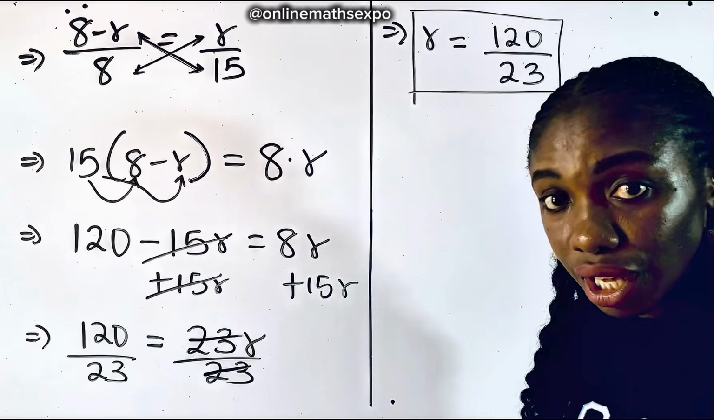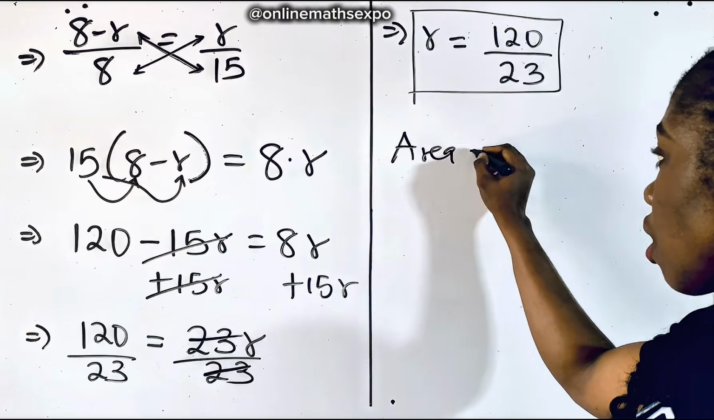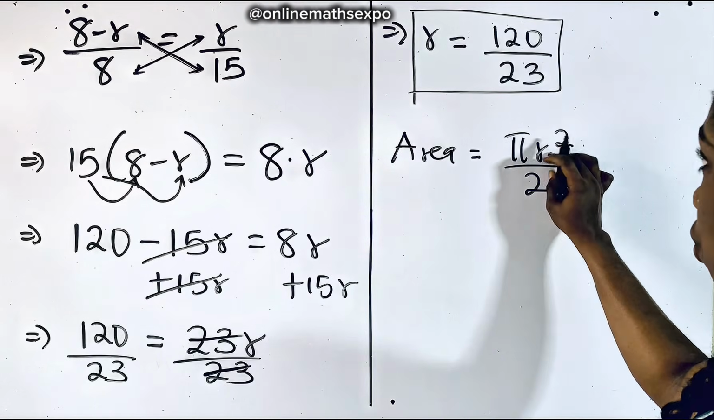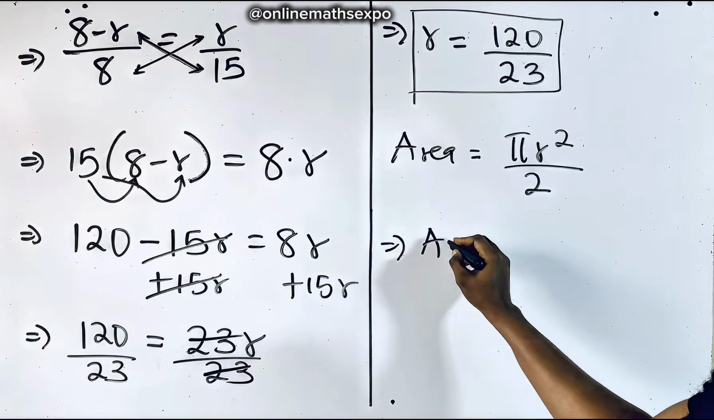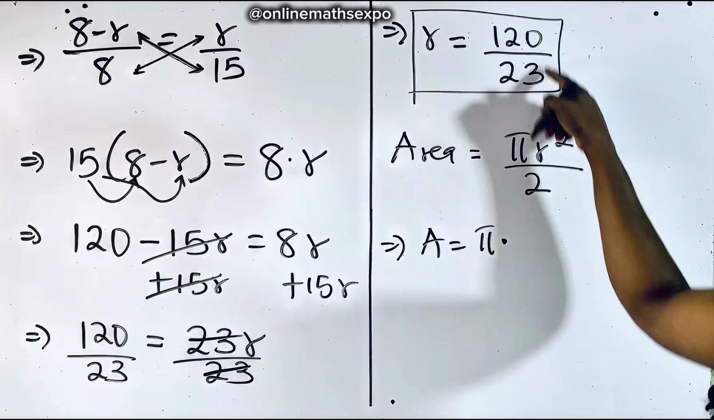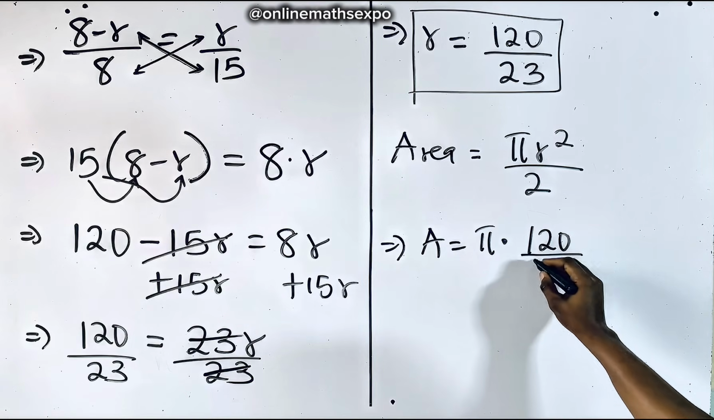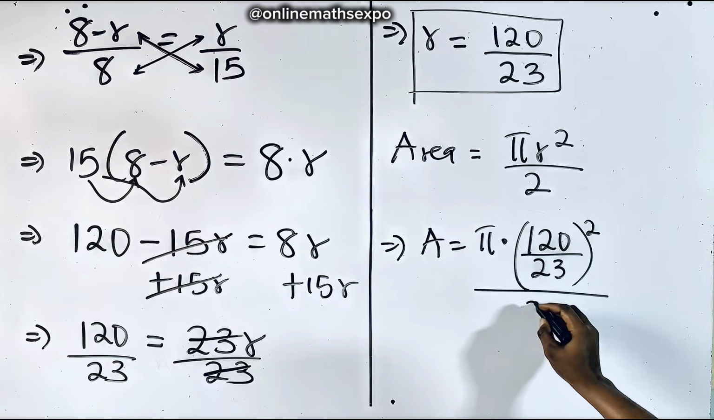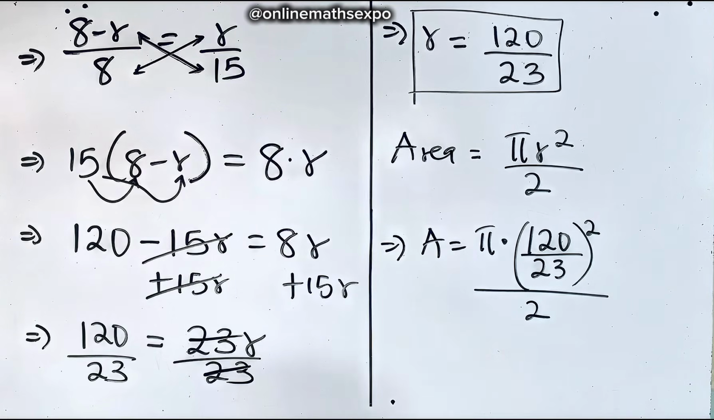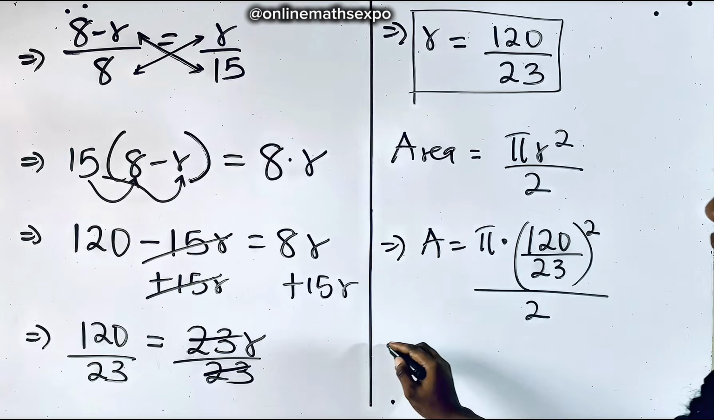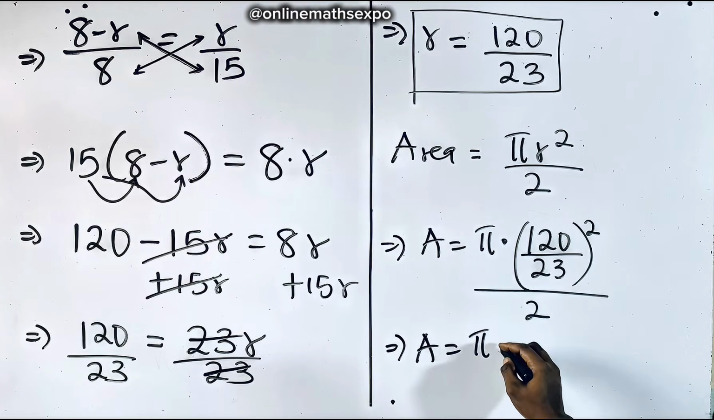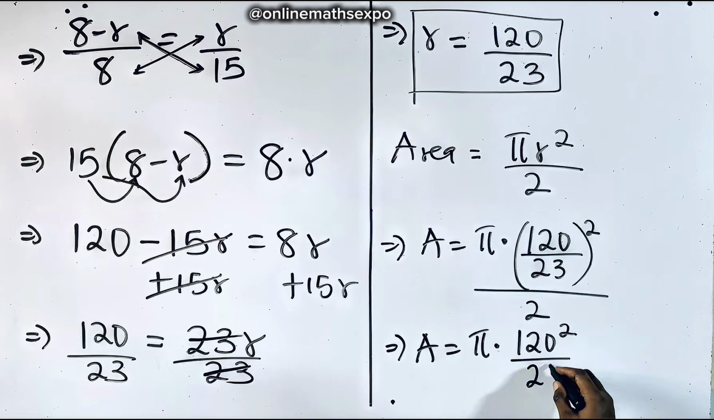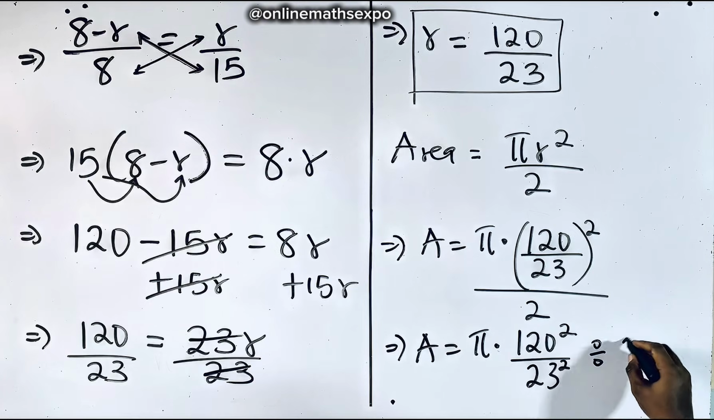Now, what do you do next? Get the area of the semicircle. And that gives us pi R squared divided by 2. So putting the radius here, we have area is pi multiplied by our radius, 120 divided by 23, square it, and then divide your answer by 2. So what do we do? Without a calculator, let's open up this. This is the same as area is pi multiplied by 120 squared, 23 will also be squared, then we divide our result by 2.